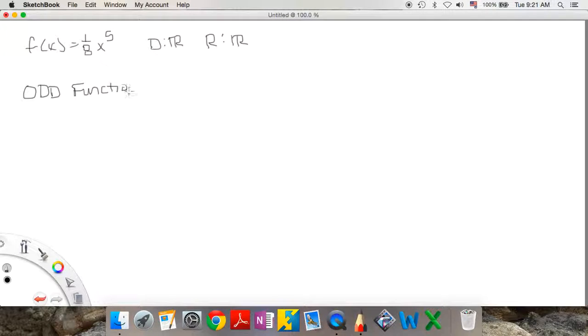Now, a function can be even, it can be odd, it can also be neither. So make sure you pay attention. So we just talked about even functions. Now let's look at the odd function. What an odd function means is if you take the function and input a negative x, then you're going to get the negative of what you would have if you put a positive x. And that's for every x contained in the domain of f.